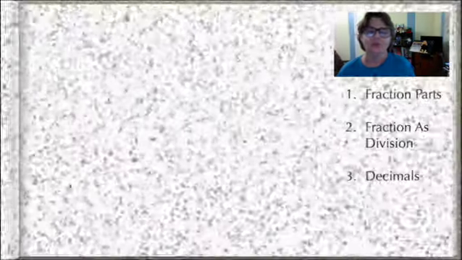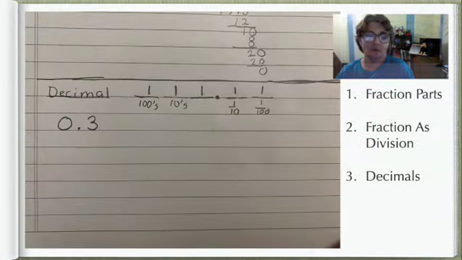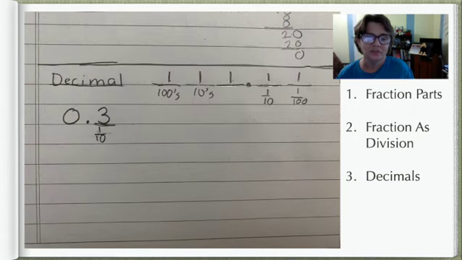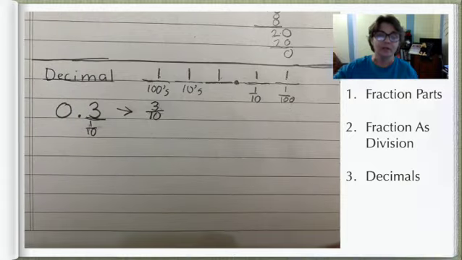Okay, so to use this decimal idea, 0.3 for instance. So you've got 0.3, it's in the tenths place. It's basically 3/10.